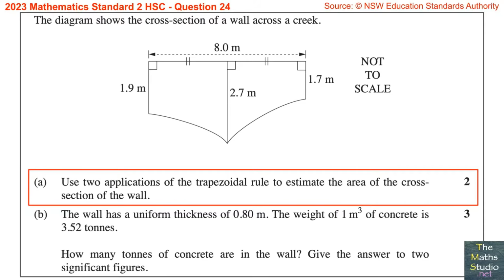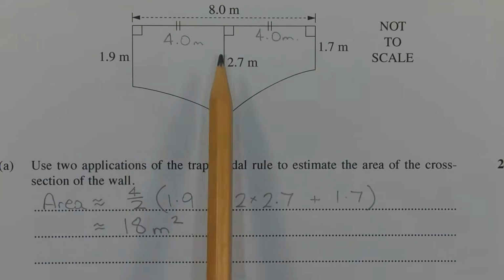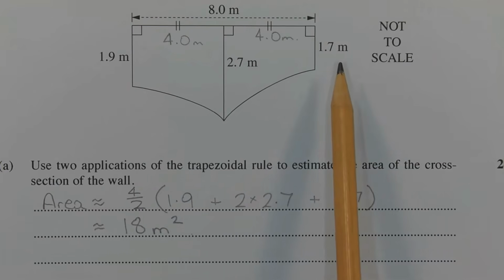Question 24. The diagram shows the cross-section of a wall across a creek. Part A. Use two applications of the trapezoidal rule to estimate the area of the cross-section of the wall. We can apply the extended trapezoidal rule formula to estimate the area of this irregular shape. Now we have three measurements, 1.9 meters, 2.7 meters, and 1.7 meters.